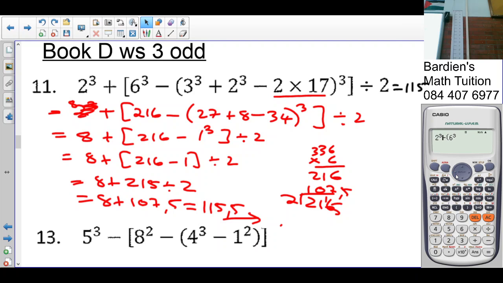So somebody got this answer of 115.5? Yes. Okay, now I feel better about myself. Minus, open brackets, 3 cubed, plus 2 raised to the exponent 3, minus 2 times 17, raised to the exponent 3, divided by 2. 115.5, so it's correct.